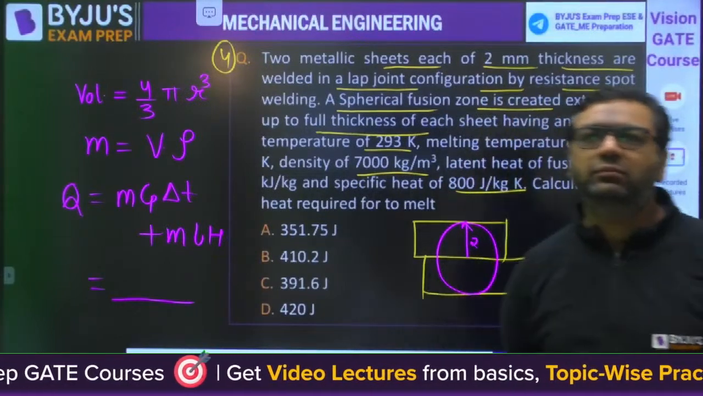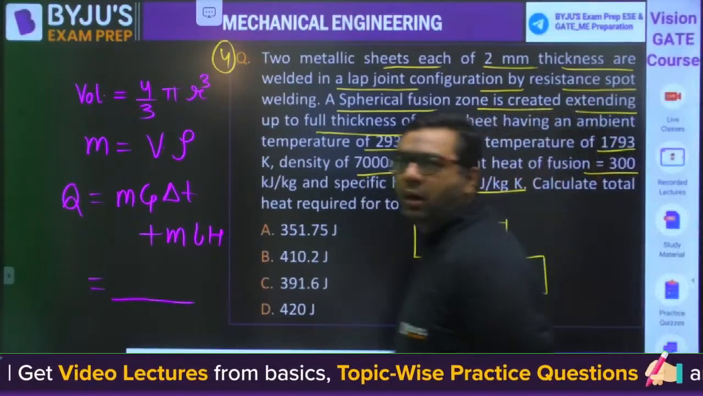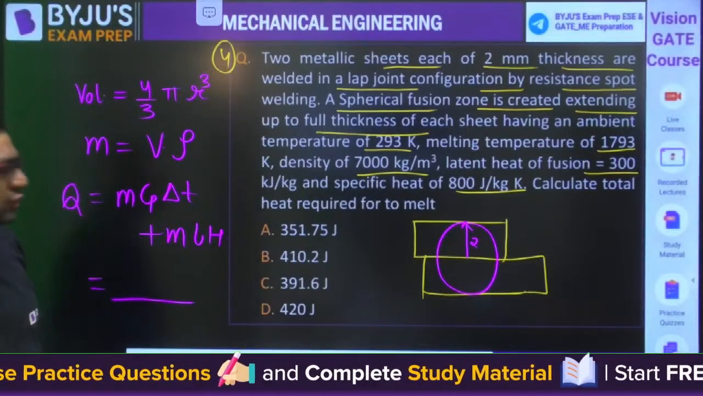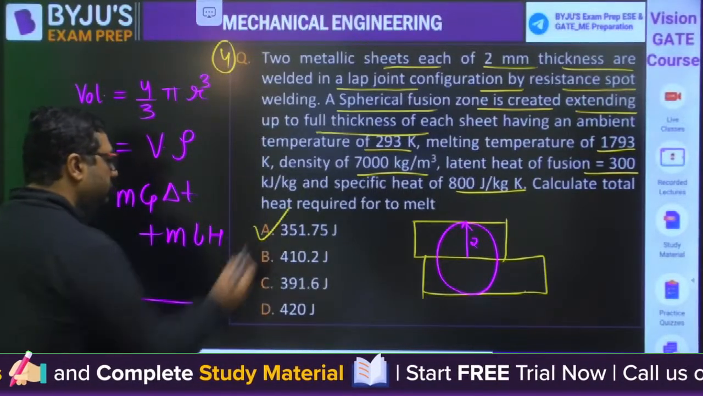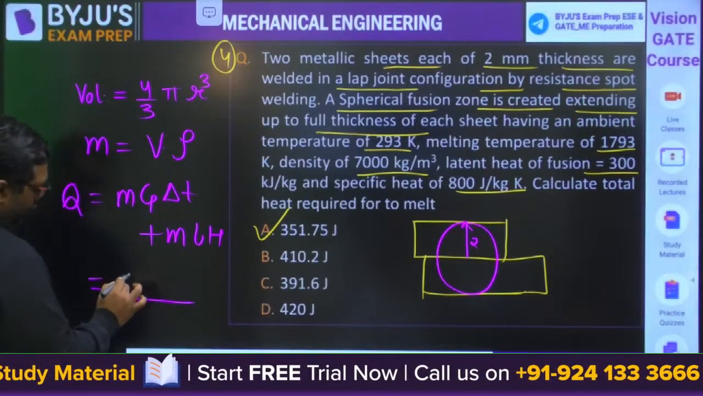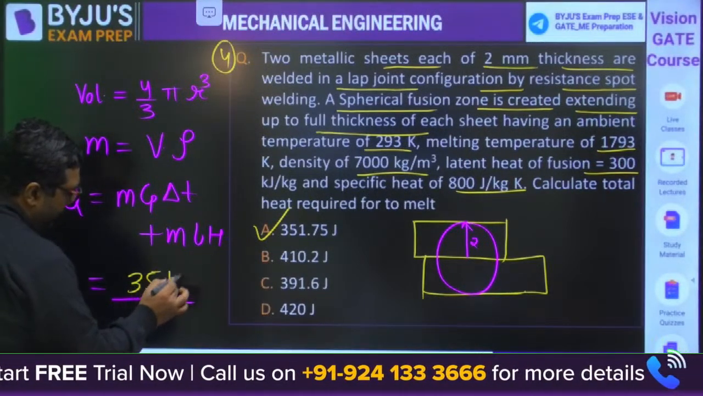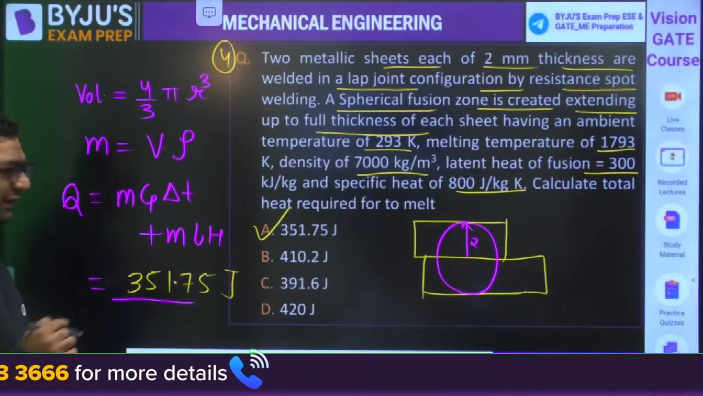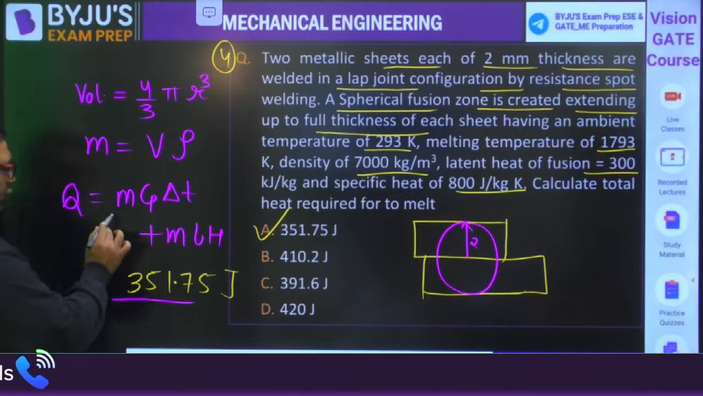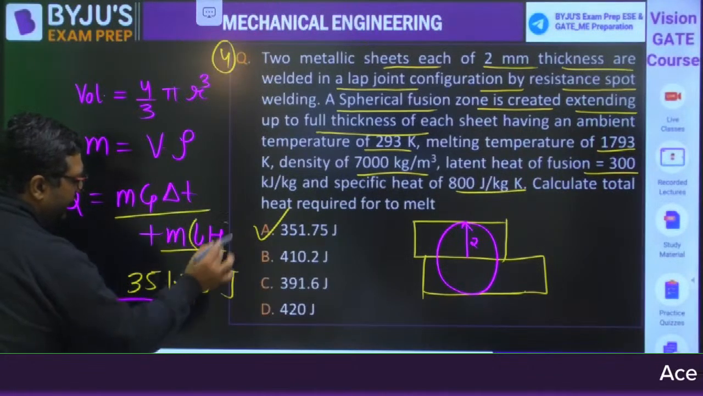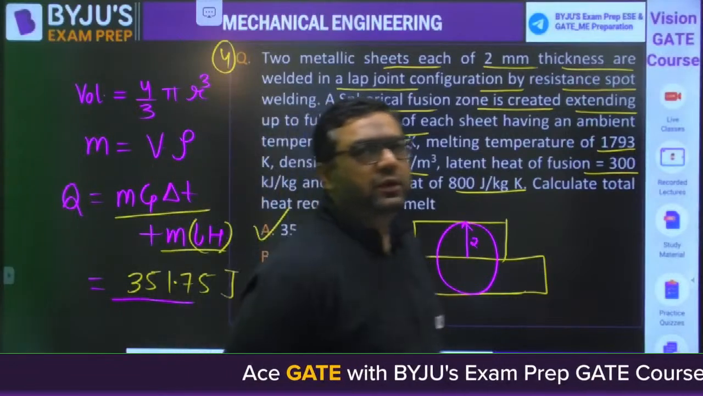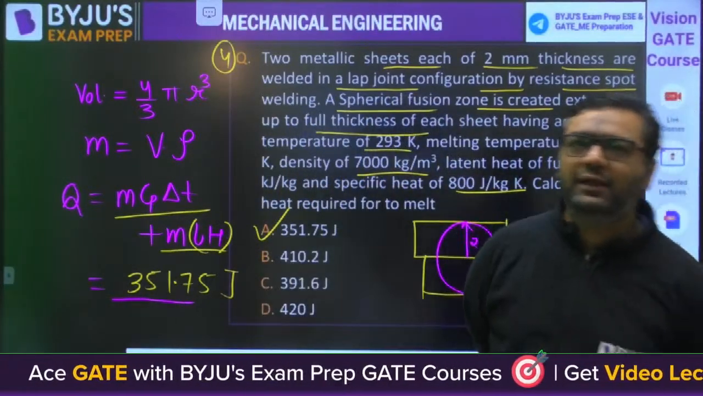Yes, Sairam, Tushar, Papa ka ghoda, Rohan. Okay, Papa Ghoda is also saying A and the answer is A. When you solve it, you will get 351.75 joules. Take care of one thing: when you put the values here, latent heat is given in kilojoules, so you need to convert that into joules. If you convert them into joules, you will get the right answer.